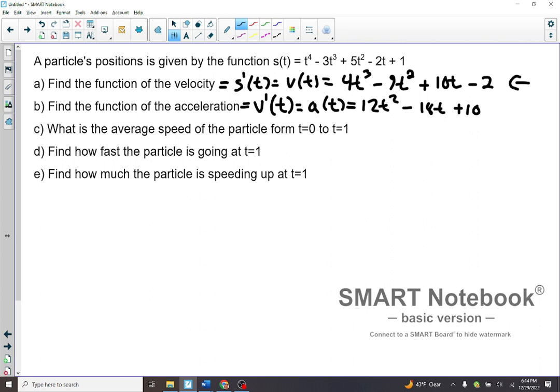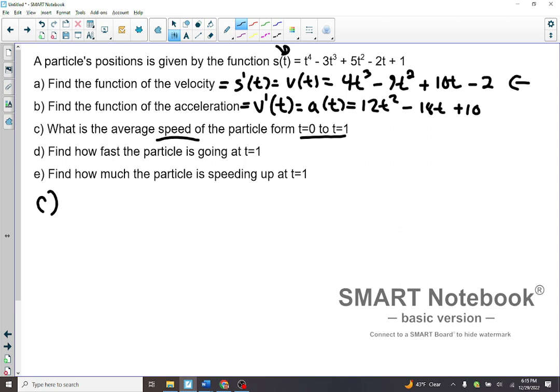Now C says for the average speed. Now you might want to think, oh, average speed, I see the word speed, that must be velocity. But since I'm asking for average speed, I'm basically asking for the slope between 0 and 1 from my position. The same way, if you ask for the average speed of someone who ran a mile in 20 minutes, you would say, oh, their average speed is 3 miles per hour. You would just extrapolate from that.